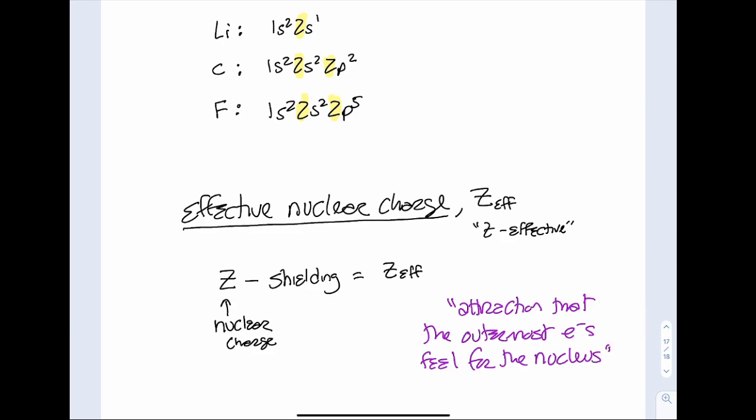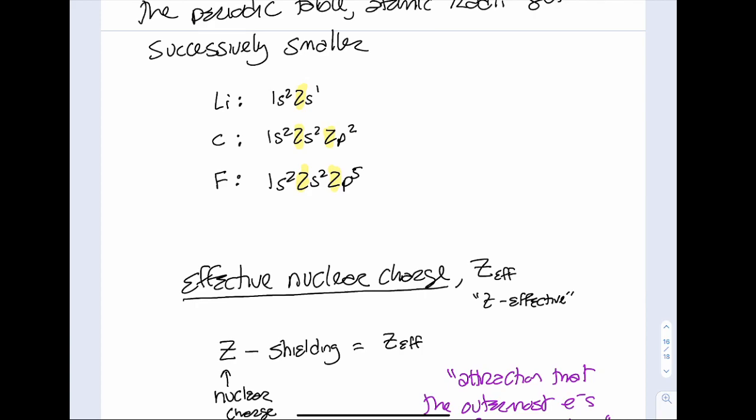If I was to define effective nuclear charge, what I gave us originally, Z minus shielding, is our way to calculate it. It's also a way to explain it, but if I wanted to put it in one sentence, it's effectively the attraction that the outermost electrons feel for the nucleus. So if I was to look at lithium, lithium has 3 protons in the nucleus, so a +3 charge. And then I have an energy level that has 2 electrons in it. They're both in my s orbital. And then I have another energy level with 1 electron in it.